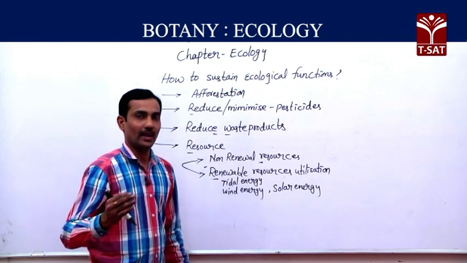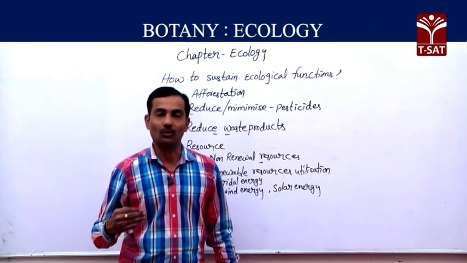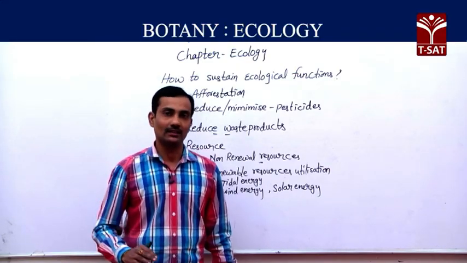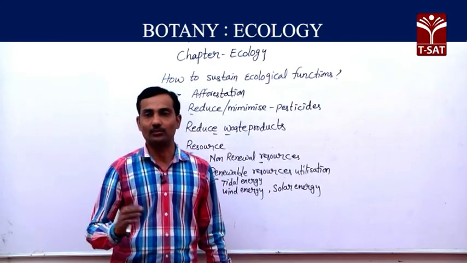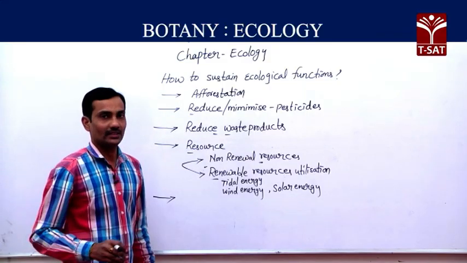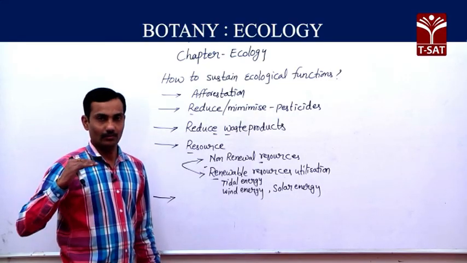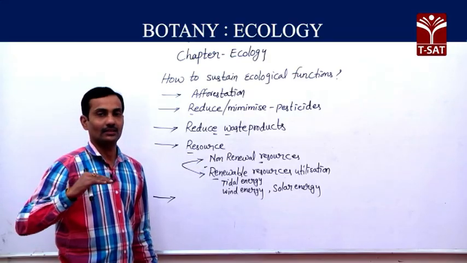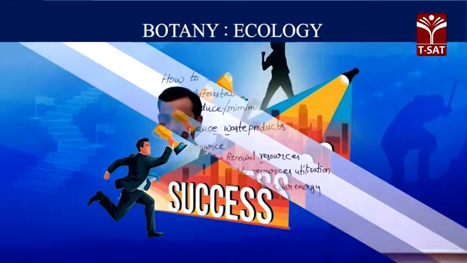Next, if it is a nearer distance, we have to walk from one place to another instead of using a vehicle. Or otherwise, we have to use a cycle, because a cycle will not pollute the environment. If we follow all these methods, we can sustain the ecosystem properly. We can maintain the environment properly. It will not pollute the environment.